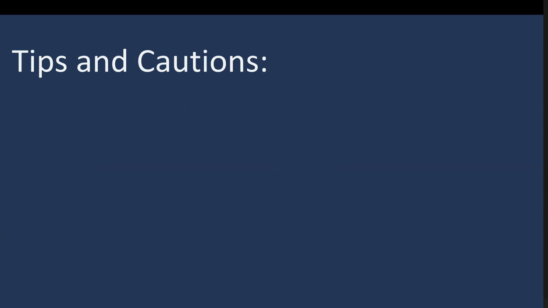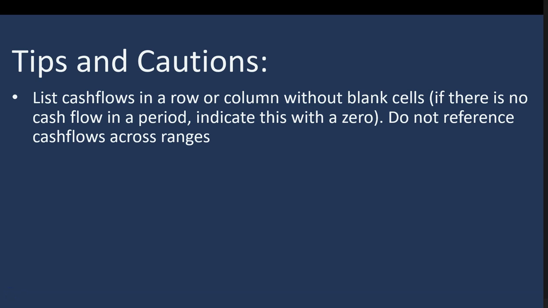So some tips and cautions in using this formula. It's advisable to list the cash flows in a row or a column without any blank cells. If there's no cash flow in a period, meaning it's 0, you should indicate that with a 0. The other recommendation is not to reference cash flows across ranges, meaning if you are using row 2 in an Excel file for your cash flows, don't then also try to select cells with cash flows on rows 3 or 4. It's better to keep a consistent cash flow so that you don't accidentally select cash flows that don't apply to your analysis.